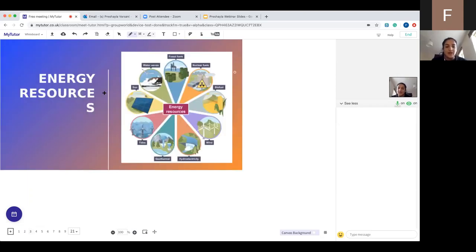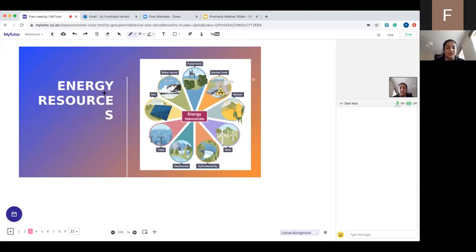But today's webinar is all about energy resources. So there are lots and lots of energy resources that you'll see in this diagram here. So we have 9 different energy resources that we use on this earth in varying ways. So we have fossil fuels, nuclear fuels, biofuels, wind, hydroelectricity, geothermal, tidal, and solar and water waves.